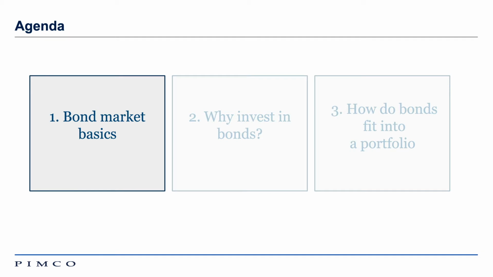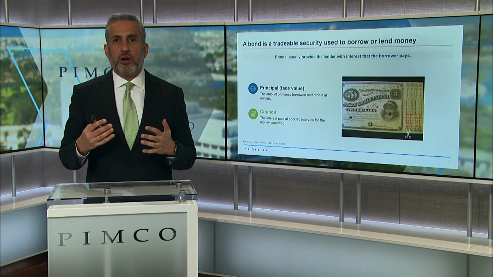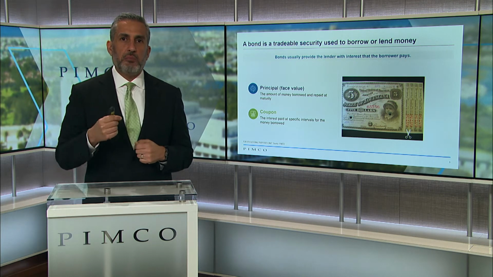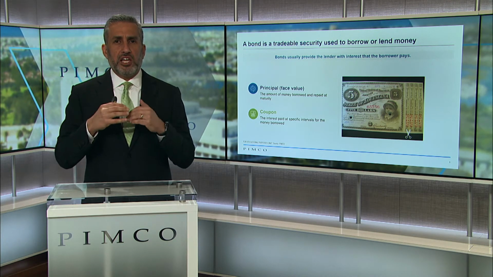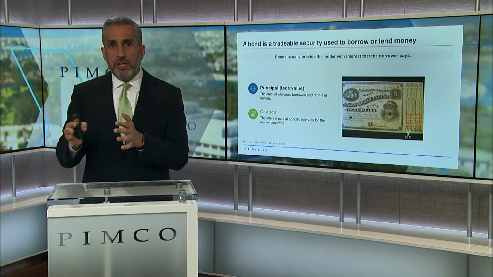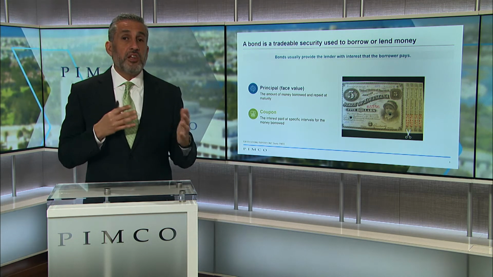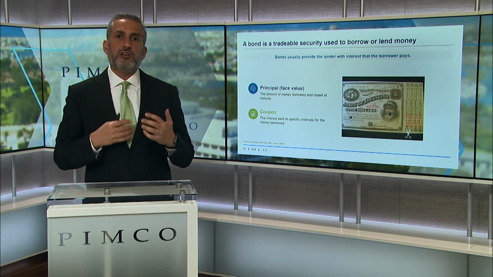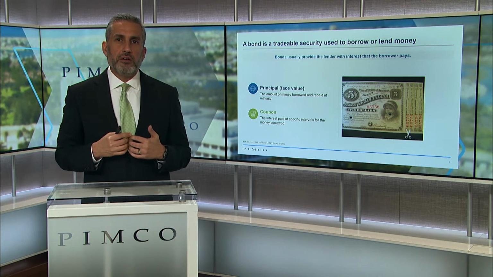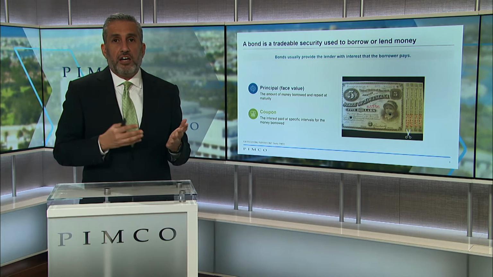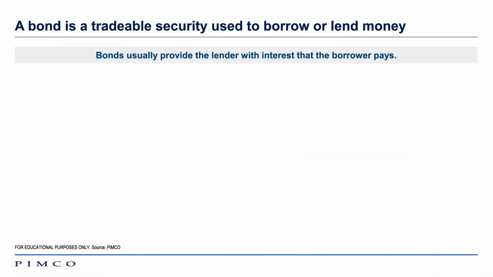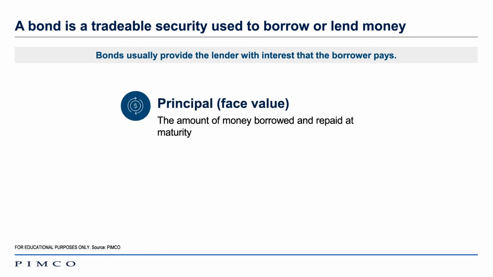Let's begin with the basics. When you invest in the bond market, you are essentially loaning money. The bond market takes large loans, breaks them into pieces, and turns them into tradable securities. The length of these loans varies and is known as the maturity of the bond. Common maturities include 5, 10, or 30 years. The amount that the bond market borrower repays at maturity is called the principal or face value.